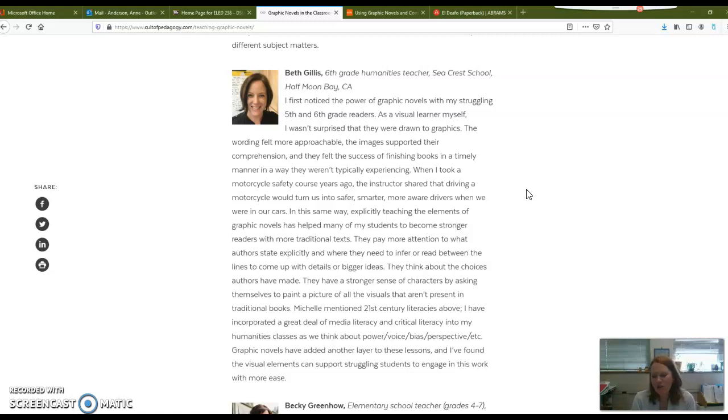And we think about voice and character and perspective, and you can put all those things that you're teaching with your novels into graphic novels as well, especially for your lower readers, or if you just want a break from the regular novel where it's a lot of heavy reading. So they're good for that way.